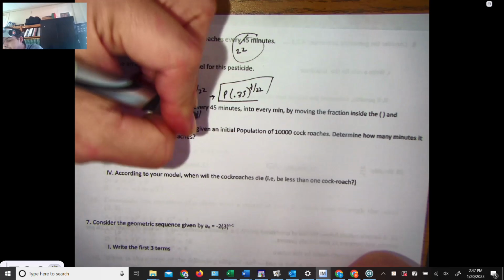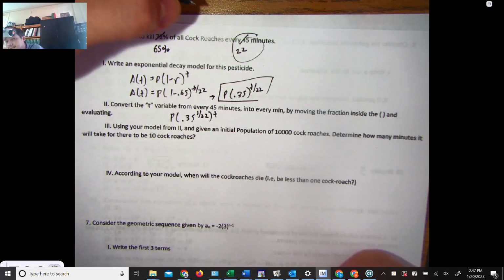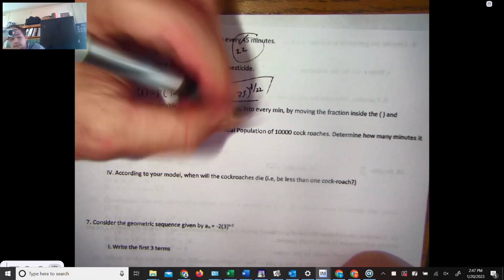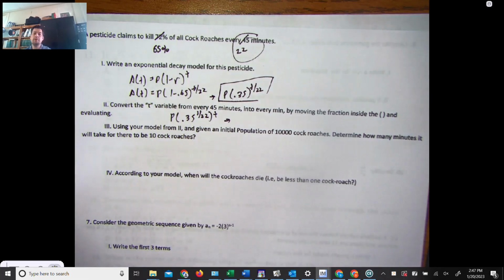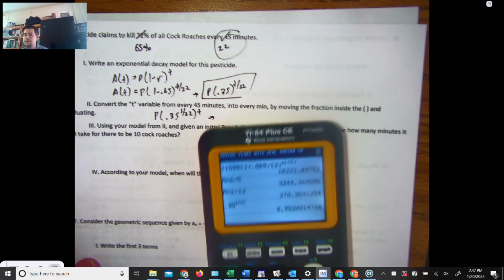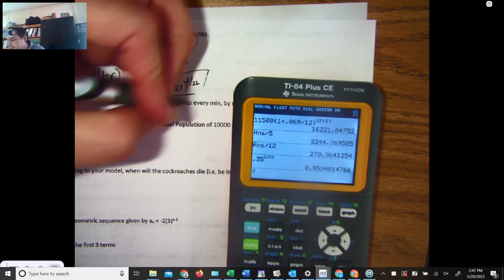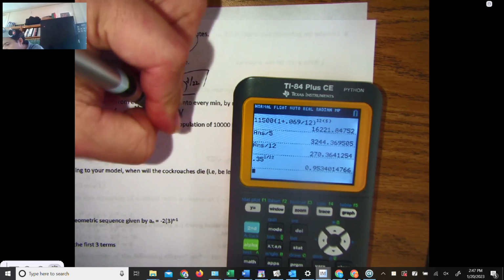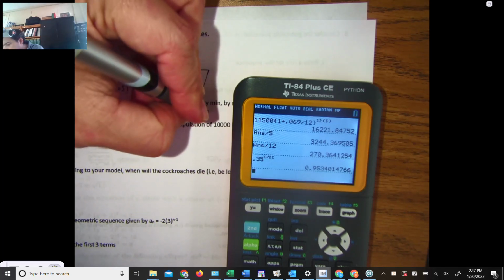What I do is I bring that 1/22nd inside, and then I just push some buttons on a TI-84. 0.35 to the 1/22nd power, to the 4th decimal place, is 0.9534.